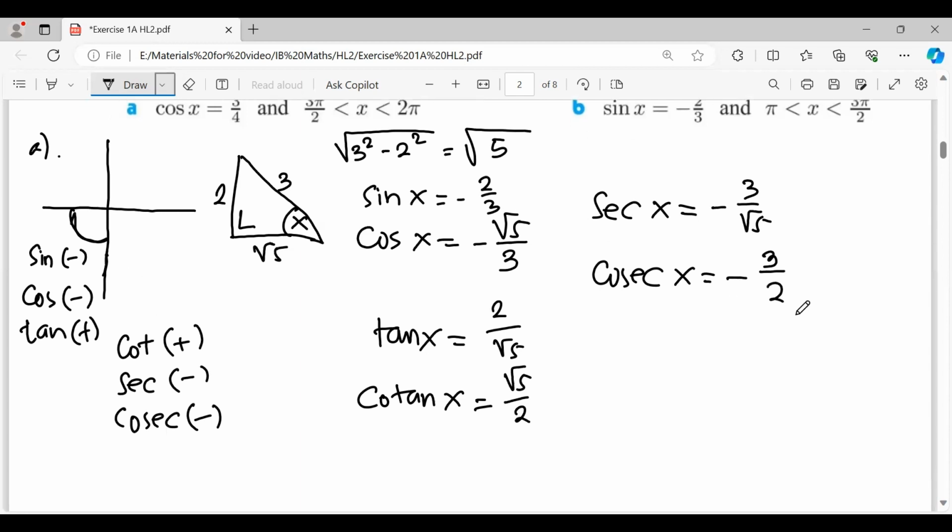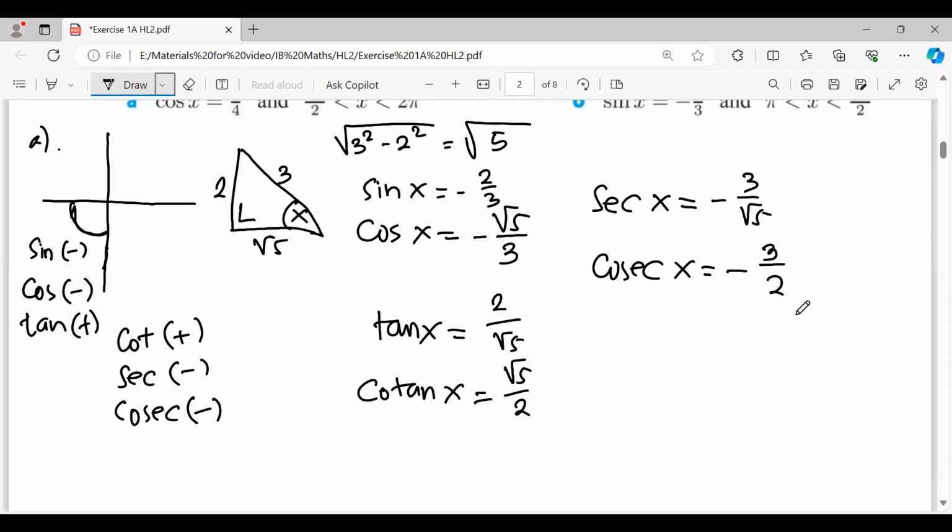Okay, cotangent already. Okay, tangent too. Okay, all right.